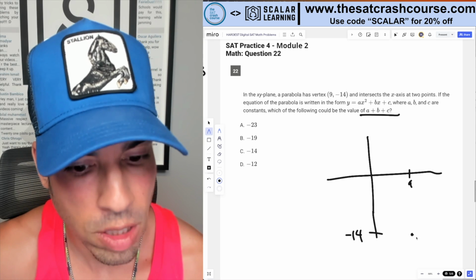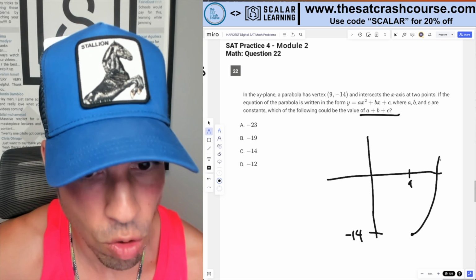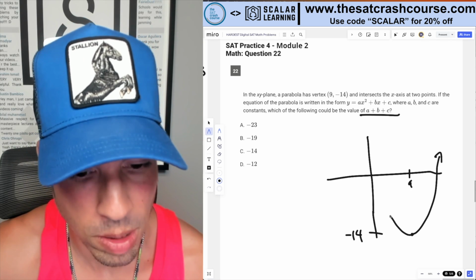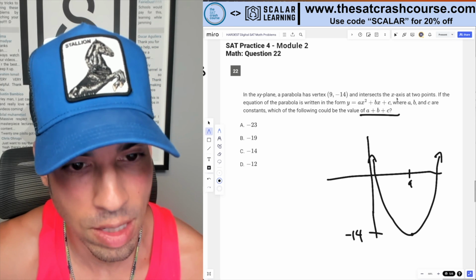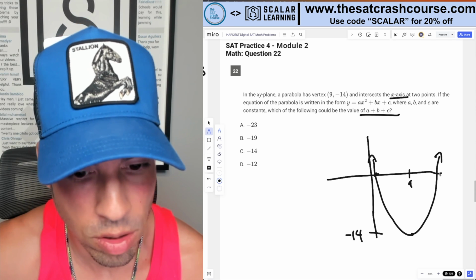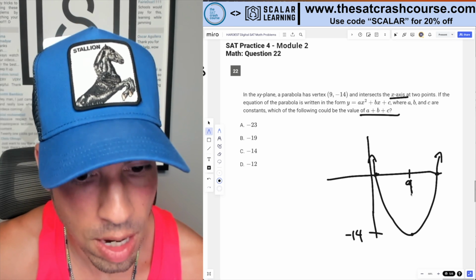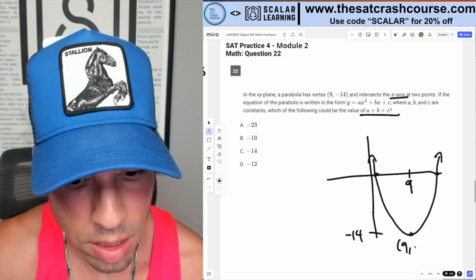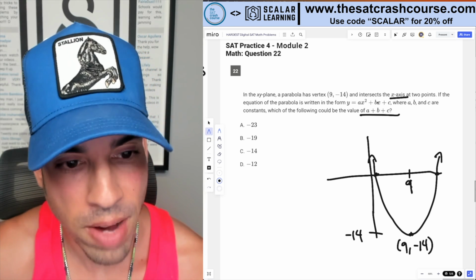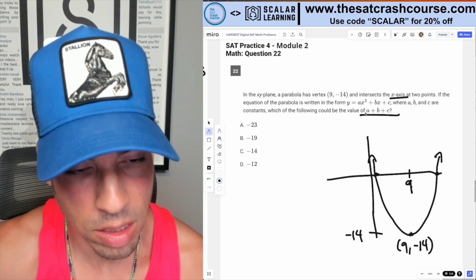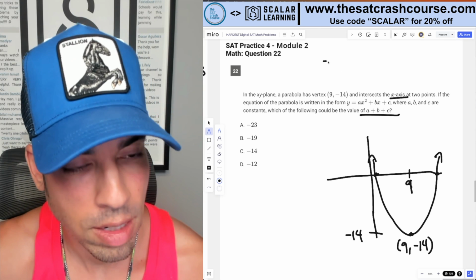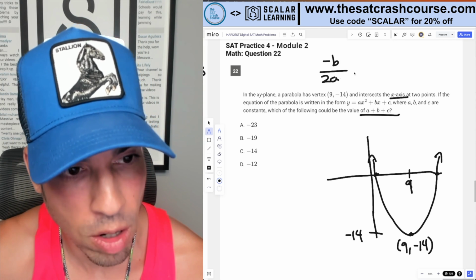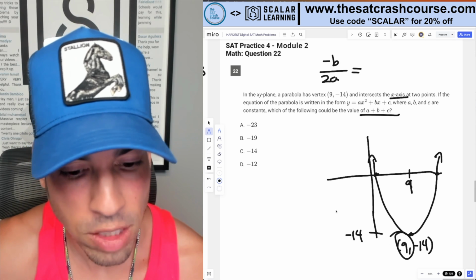All right, so let's just think about this for a second. It doesn't say it's opening this way, but we can assume it is because it says it intersects the x-axis at 2 points. Okay. So if this is 9 and -14, we've got our vertex at (9, -14). Now, the fact that this is in standard form is cool because I know that -b over 2a always gives me my x value of the vertex.